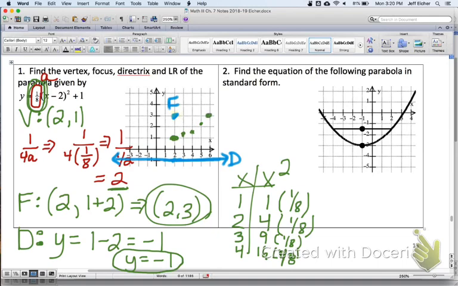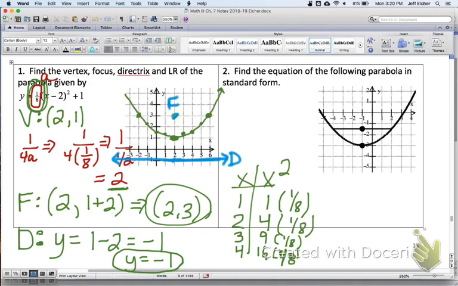And then we have symmetry on the other side, so we can kind of copy those points. Looks like right about there. Looks like that. So here's our parabola.